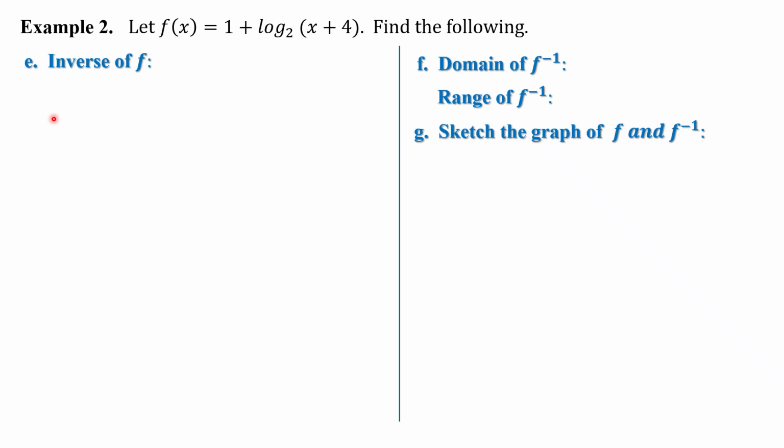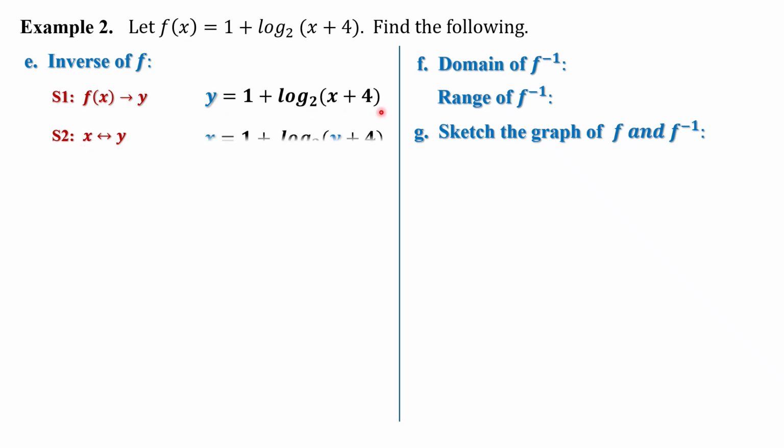So to continue on this example, let's get now the inverse of this given function. We will follow the four-step rule in finding the inverse of the function. For step 1, we have to replace f of x by y. So this function will be y equals 1 plus log base 2 of x plus 4. The next step is to interchange the x and y by replacing x by y and y by x. So from this equation, y will be x and x will be y.